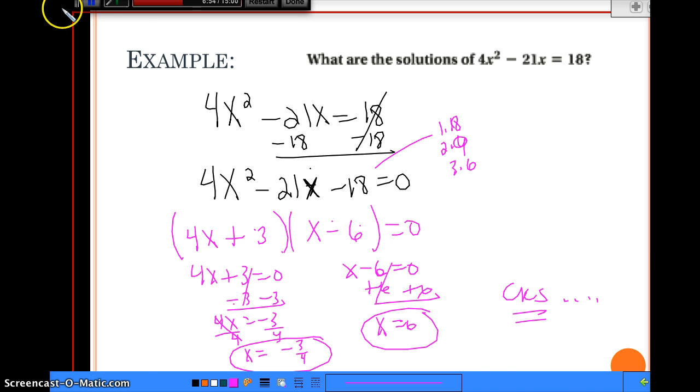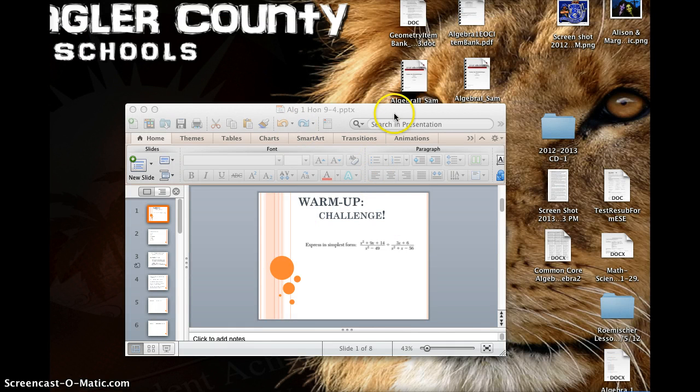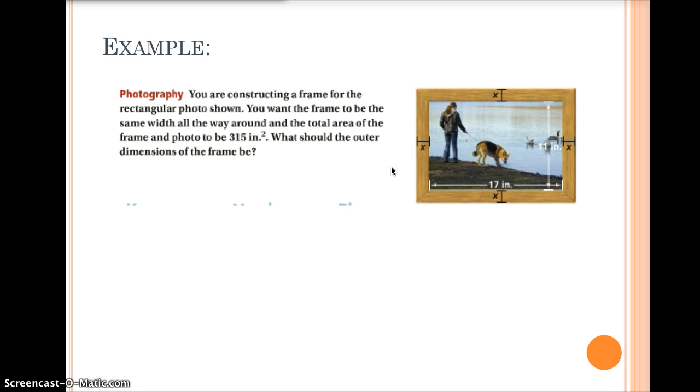Okay, so I can keep going and not miss out on time. I want to get to this one.